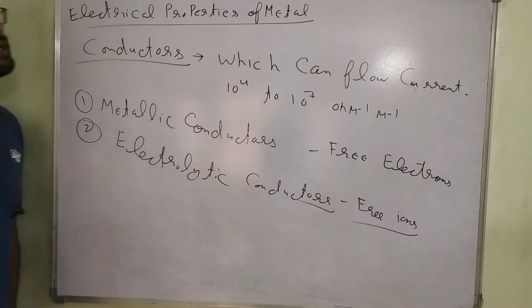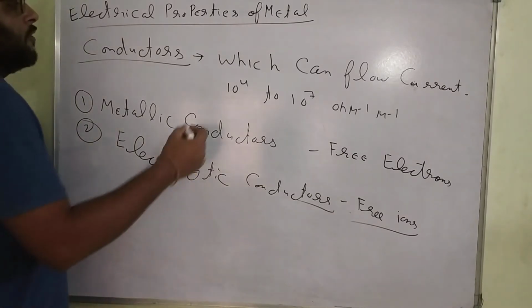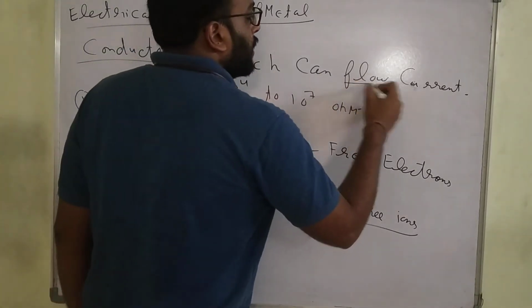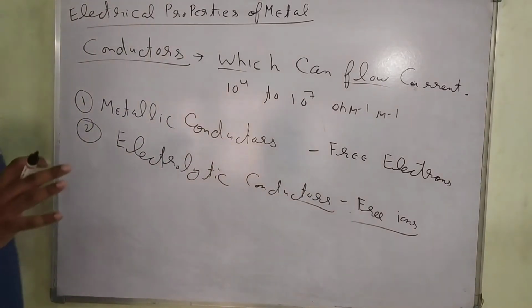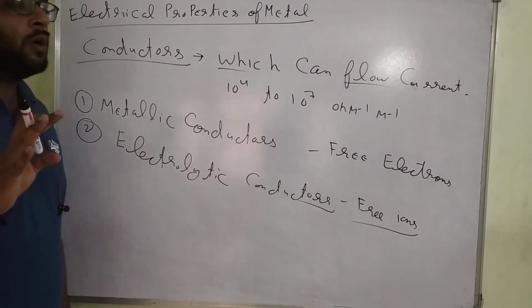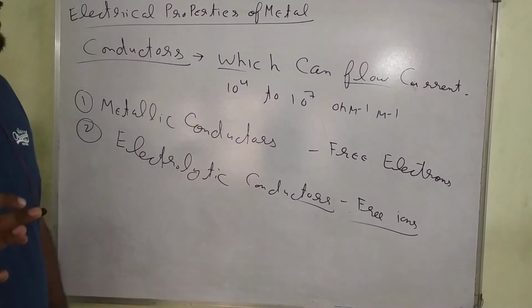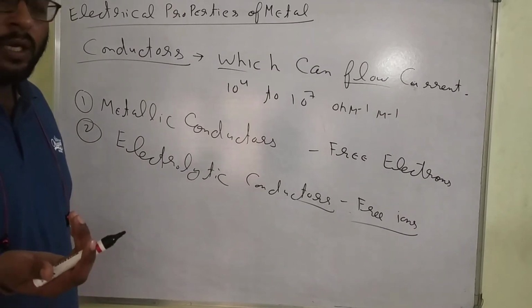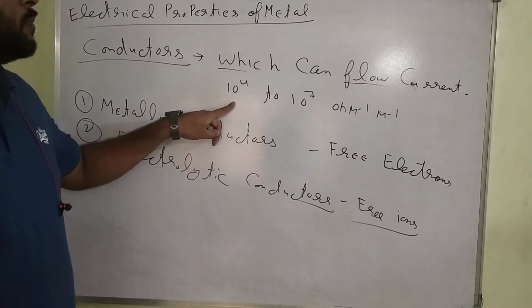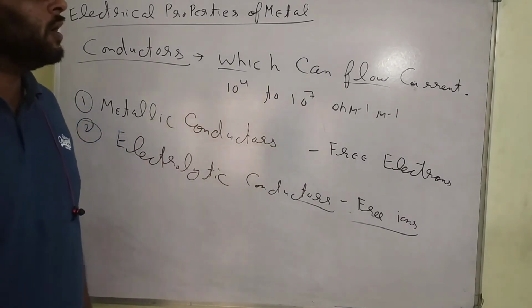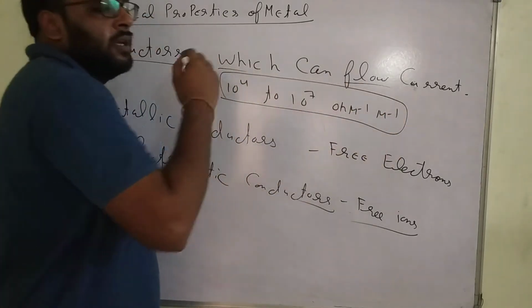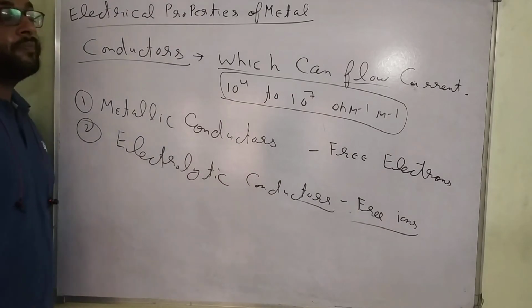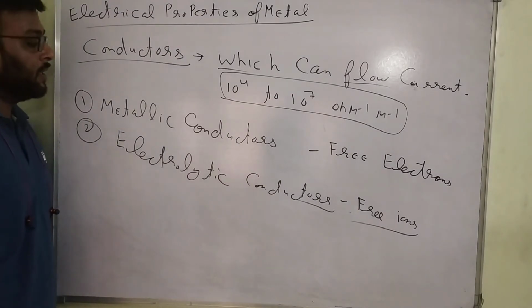You know what conductors are: they can flow current. Generally we consider conductors for heat also, but here we only study the electrical properties, so we only discuss current. A conductor is a material which can flow current. It has a conductivity in the range of 10 raised to power 4 to 10 raised to power 7 ohm inverse meter inverse. It is the range of conductors in metals.